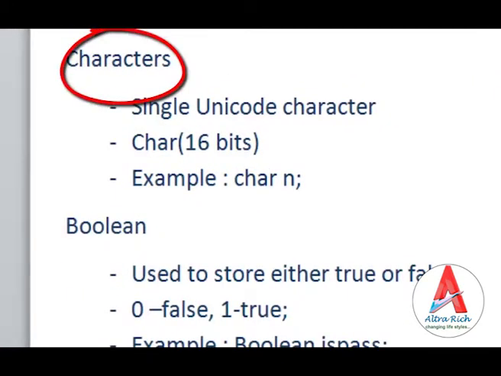Character. A character data type is used to store a single Unicode character. Char is used only for storing a single character. Char occupies 16 bits of memory. This is an example of the character data type.